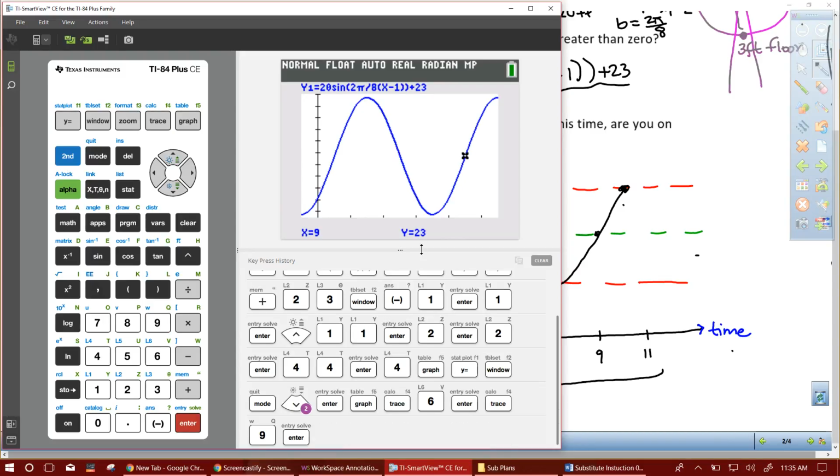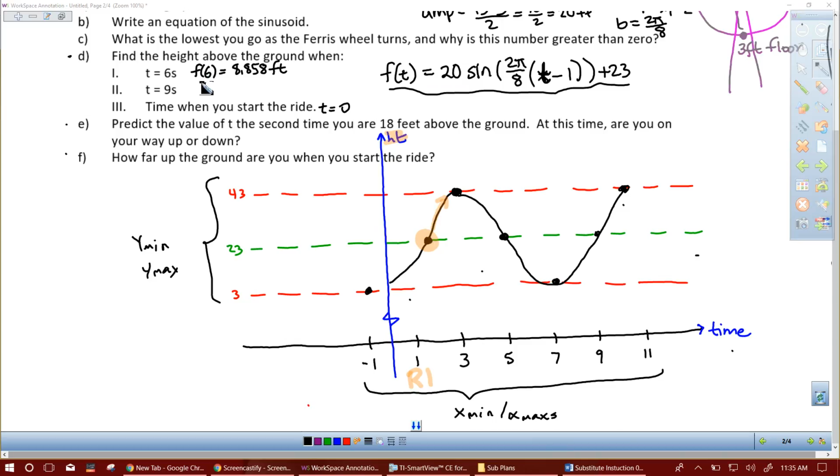And I get 23. Well, I graphed that over here. You can see on my graph when I did it, I was like, oh, that was at 23. But that's okay that I used my calculator. So I'll say f of 9 is 23 feet.